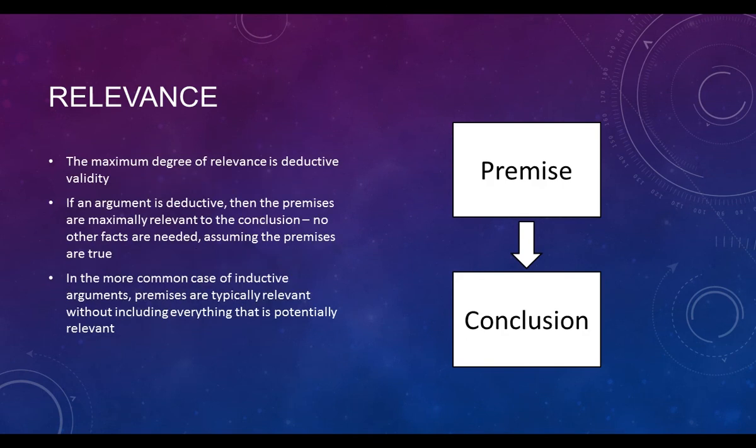So the maximum degree of relevance is deductive validity. If an argument is deductive, then the premises are maximally relevant to the conclusion. There's no other facts that you need to know: if the premises are true, then the conclusion must be true. So it's a really nice case when it's a deductively valid argument. You can say, well, of course, these premises are completely relevant. They hit the maximum degree to which something can be relevant.